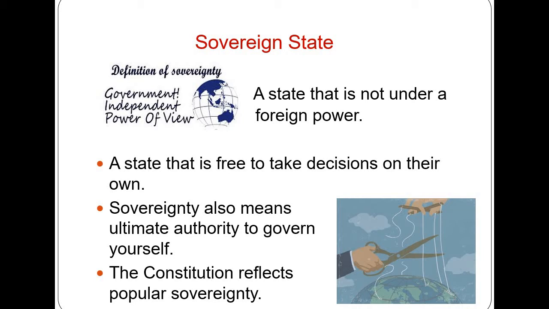So sovereign, in a simple term, I will say independent or independence. You are not under any foreign rule. You are free to take your decision because you have your own government. And ultimately that government has full authority how to run the administration of the country.